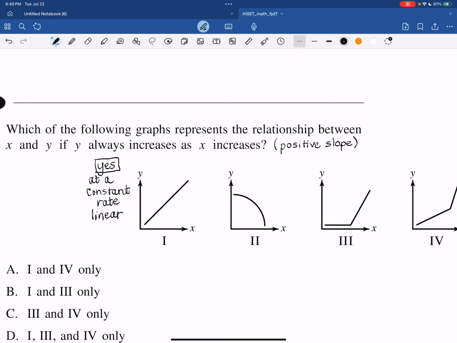But let's think of it in simpler terms. This one, y drops, it falls, as x runs. So this is not fitting the definition that we're looking for. This one is a no.